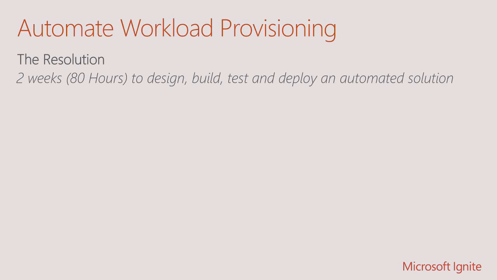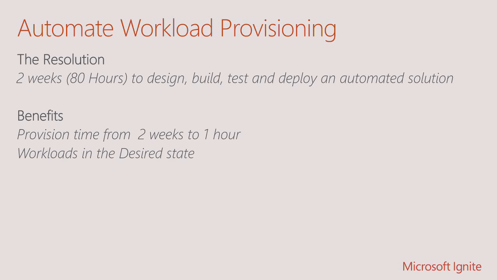So the resolution took 2 weeks or 80 hours to design, build, test, and deploy an automated solution. So the benefits: provision time went from 2 weeks to 1 hour. Have a think about that. I'm a developer. I'm used to it taking 2 weeks to get something, and all of a sudden I get it in 1 hour. And this is not unusual. Again, I see and I talk to people all the time and do work for people all the time. And I talk to people who've got the most complex workloads you can imagine, and they've cut it down to around the same, between 1 to 3 hours, depending on what they're trying to do.